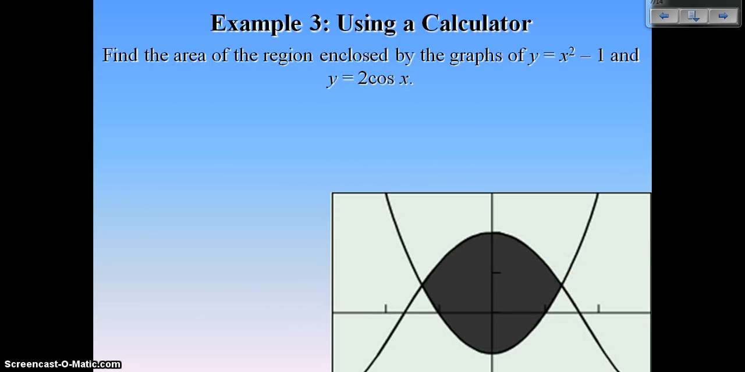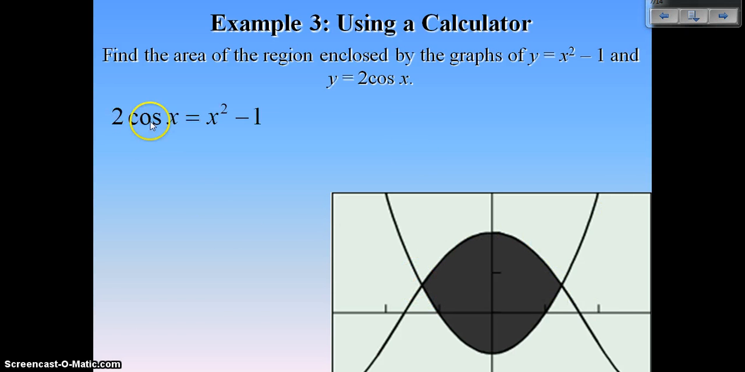Alright, now sometimes working things out by hand is not a possibility, and on the calculator portion of the AP exam I've seen several of these kinds of problems. We're going to look for the area of the region enclosed by x squared minus 1, which is this bottom graph, and 2 cosine x. So we use our calculators to find where these two things cross.